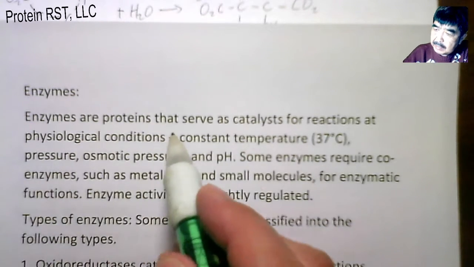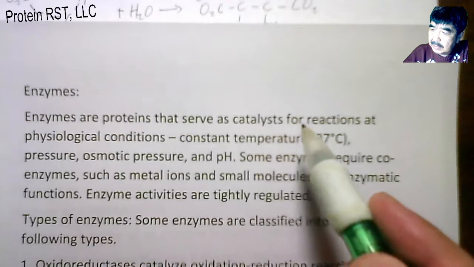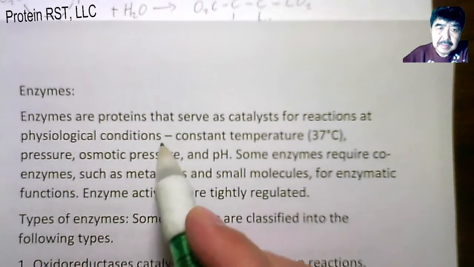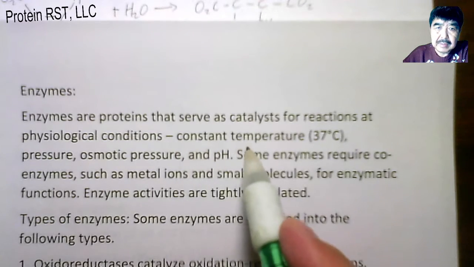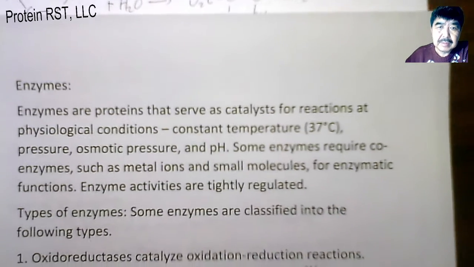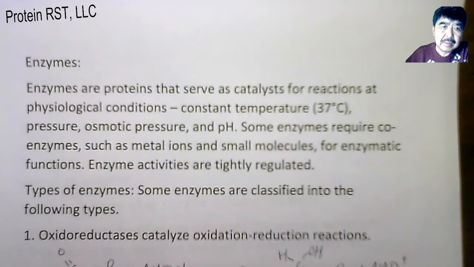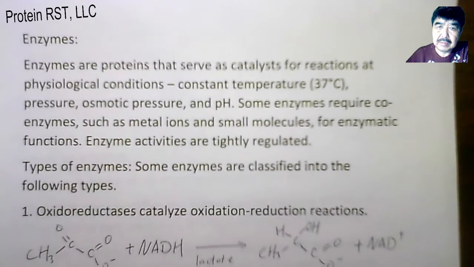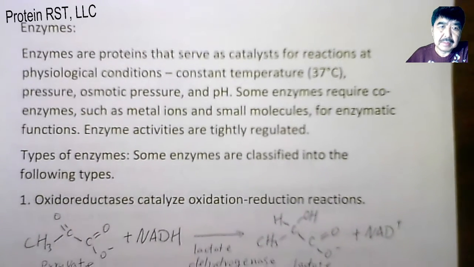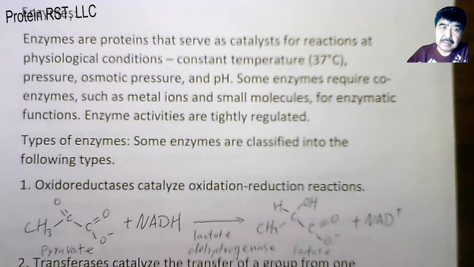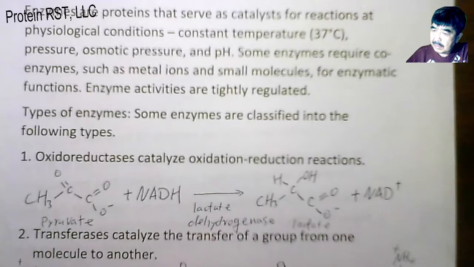Enzymes are proteins that serve as catalysts for reactions at physiological conditions, including constant temperature, pressure, osmotic pressure, and pH. Some enzymes require co-enzymes such as metal ions and small molecules for enzymatic functions. Enzyme activities are tightly regulated. There are several types of enzymes.